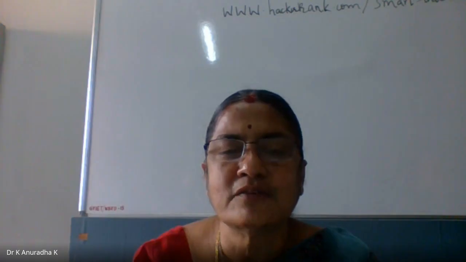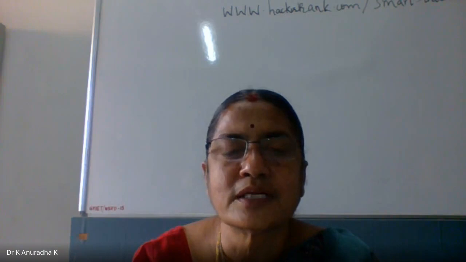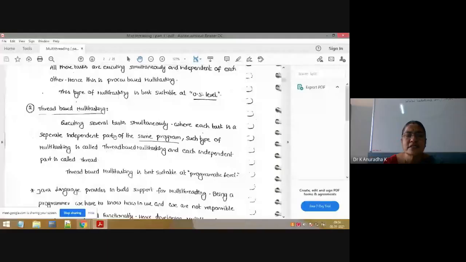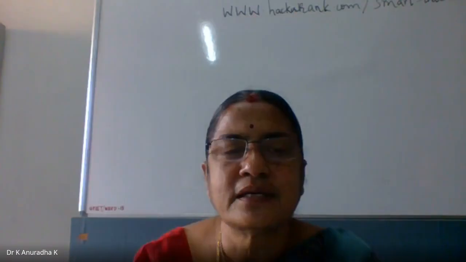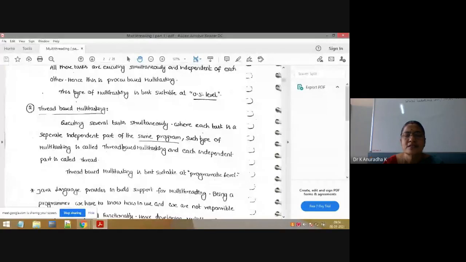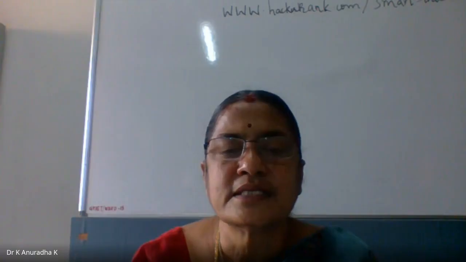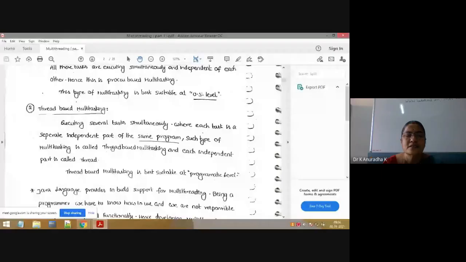Here we are writing only one program, that is a multi-threaded program. Inside that I am taking 5 parts for performing 5 tasks. Inside each part I am performing one task. So each task is a separate independent part of the same program. Such a type of multitasking is called thread-based multitasking. So thread-based multitasking is nothing but multi-threading. Multi-threading is nothing but thread-based multitasking. And each independent part is called a thread. This is very, very important.